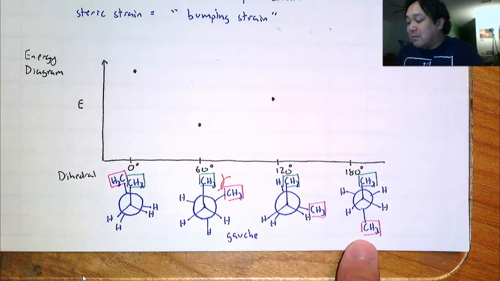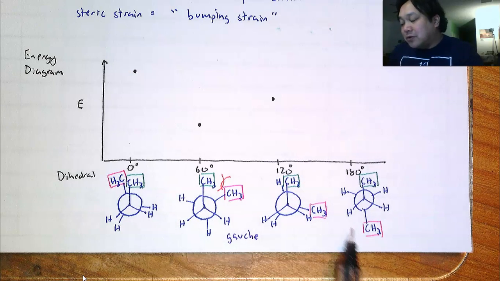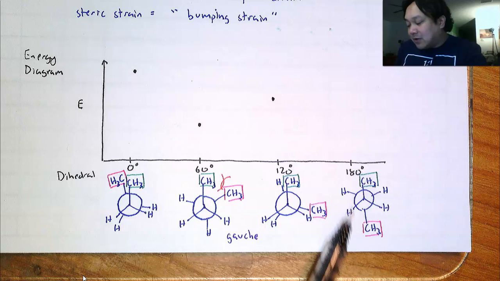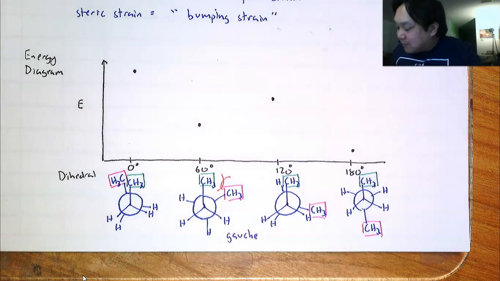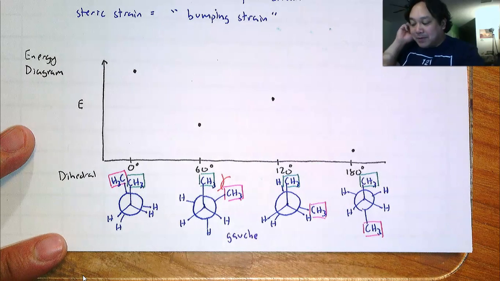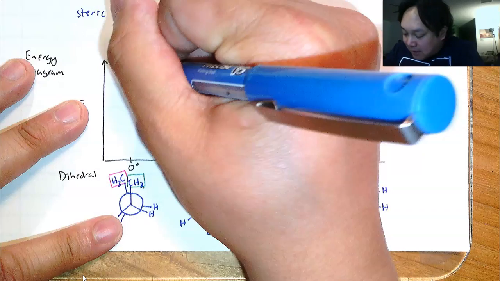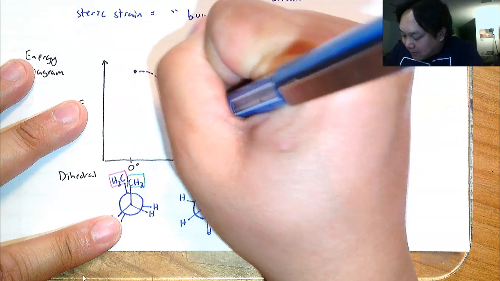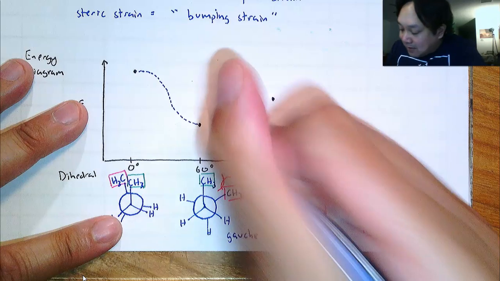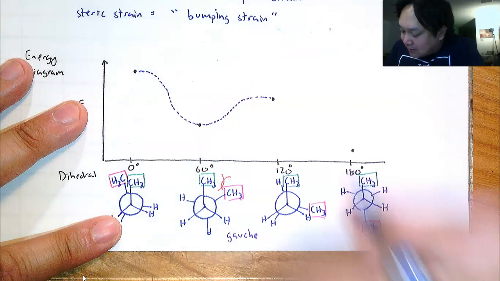That's the most stable. It has the least strain. There's no torsional strain, and there's actually no steric strain. Put that dot as low as possible. If you think about now connecting these dots, you have the top of the hill, steep drop, plateau, the valley. Plateau, rise, plateau.